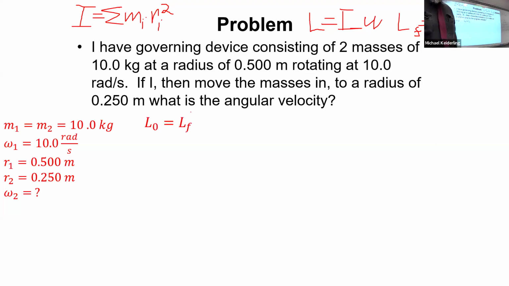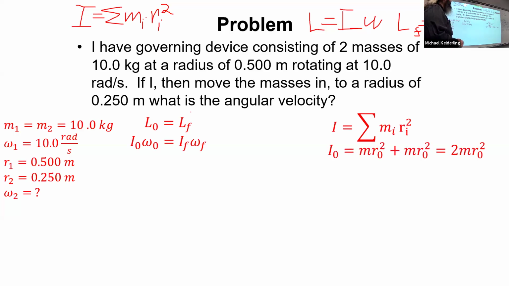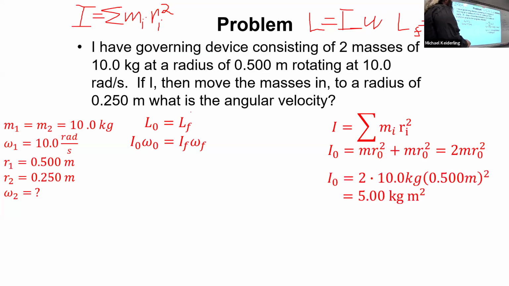So, angular momentum initial equals angular momentum final. So I naught omega naught equals I final omega final. I equals the sum of m i r i squared. So mass times radius naught squared plus mass times radius naught squared, or 2 mass times radius naught squared.